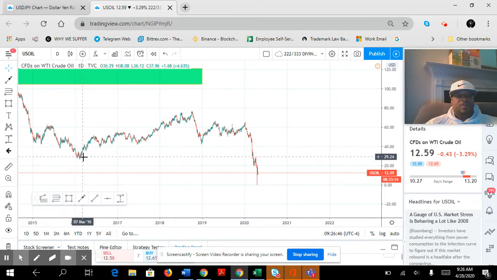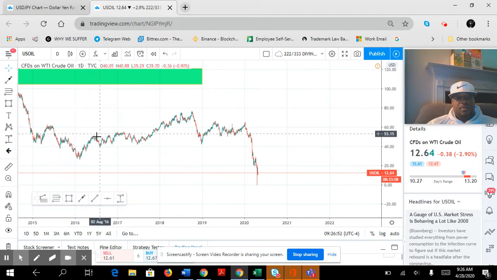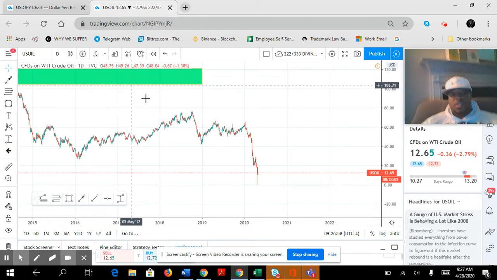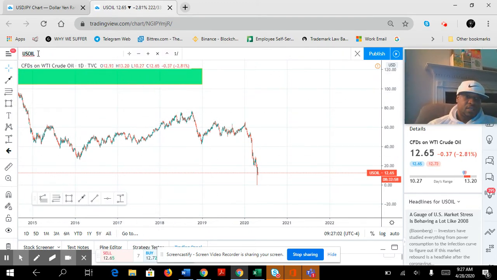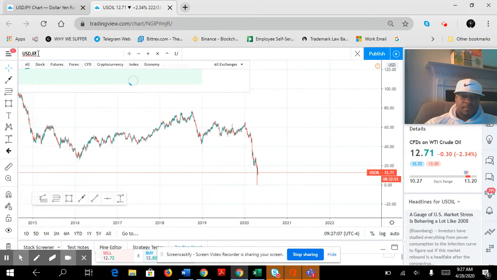Looks like we have an inverse head and shoulders pattern right here. What's the rule? You measure from the neck down to the head, put it on top, you have your targets, boom. Then we're hit. All right, so we see oil, saw that one play out. Let's look at USD JPY.